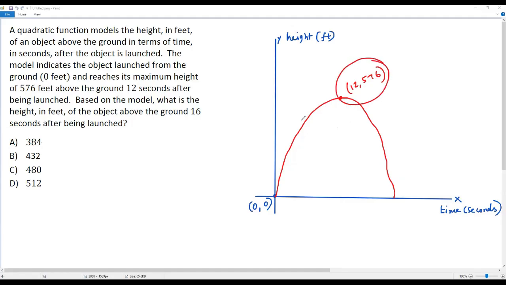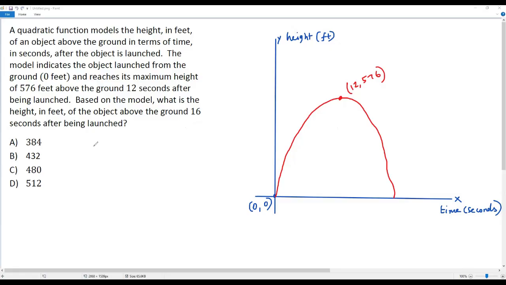Using the vertex, we can write the quadratic function which represents the path of the object. Once we get the quadratic function, we can plug in this 16 for x and get the value of y, which gives the height of the object 16 seconds after being launched.